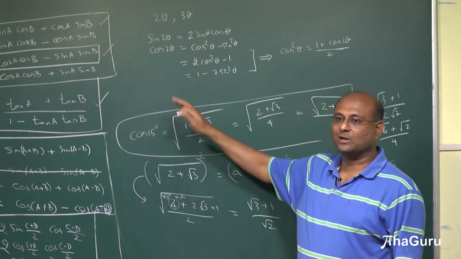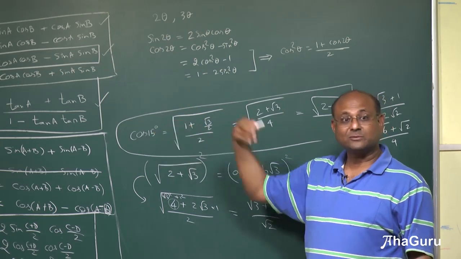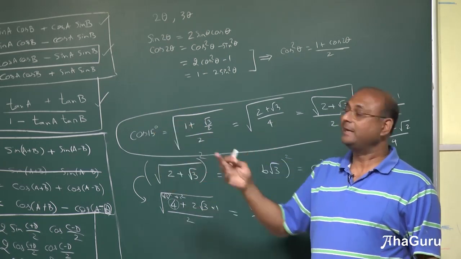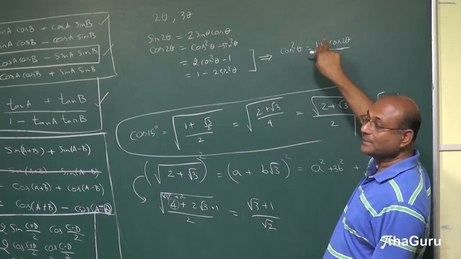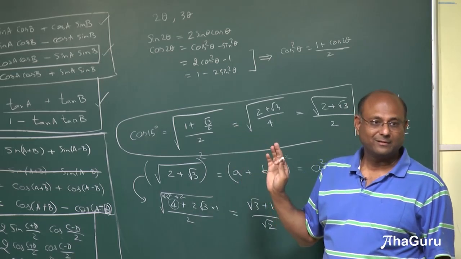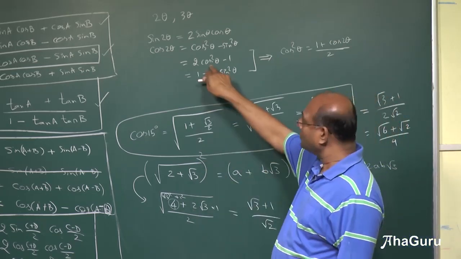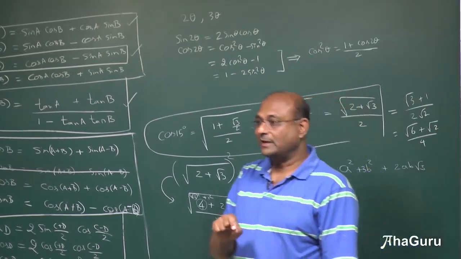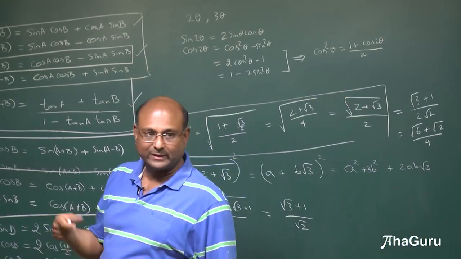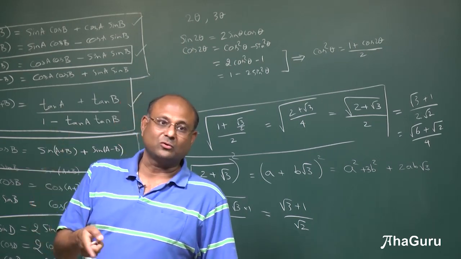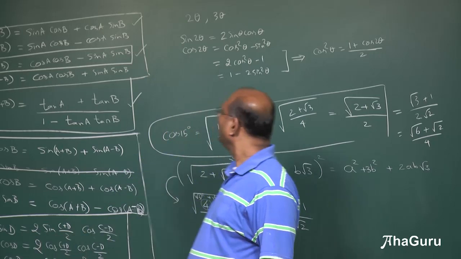So all I am doing is cos 15 degrees. Immediately I write it as root of cos square 15 degrees. Cos square 15 degrees is 1 plus cos 2 theta by 2. Cos square theta is 1 plus cos 2 theta by 2. This is something you have to know really well. This and this are the same, but it's useful to know I can go from cos 2 theta to cos square theta, and I can go from cos square theta to cos 2 theta, both ways.